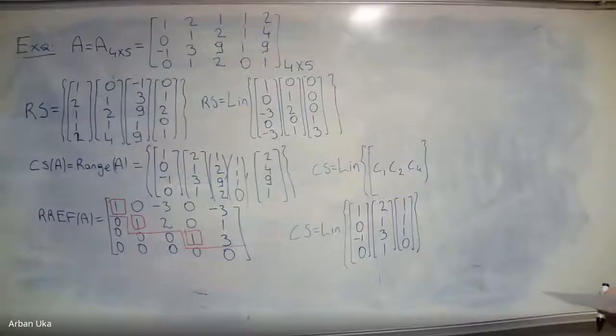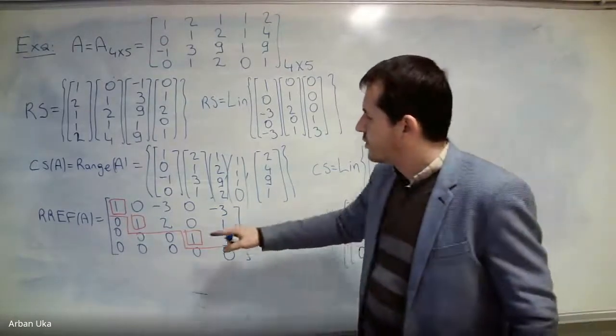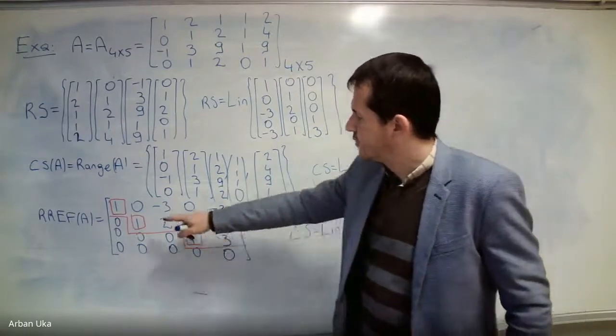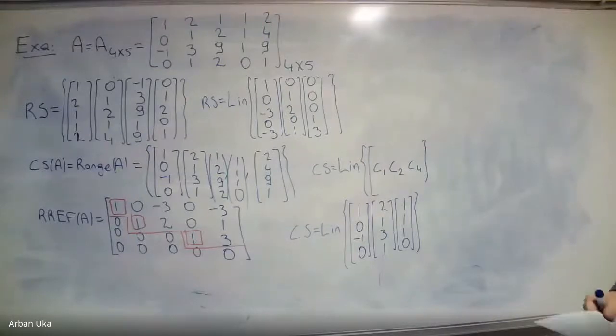Professor, why did we skip the third column? We skip the third column because we are going to consider only the columns that have a leading one. So if you look at these. Okay, thank you. You're welcome.